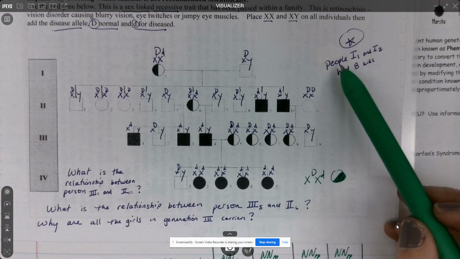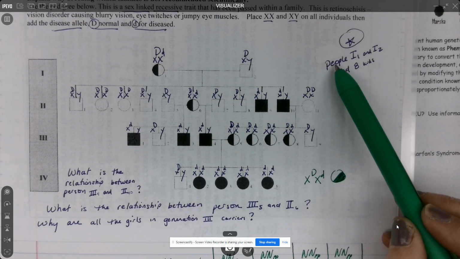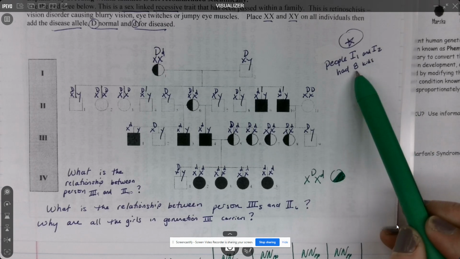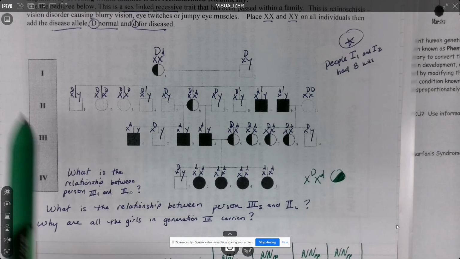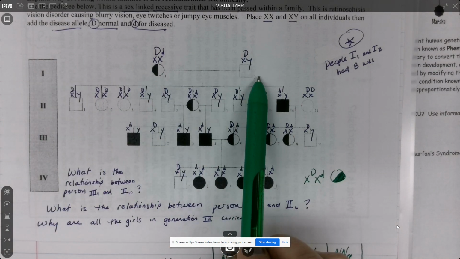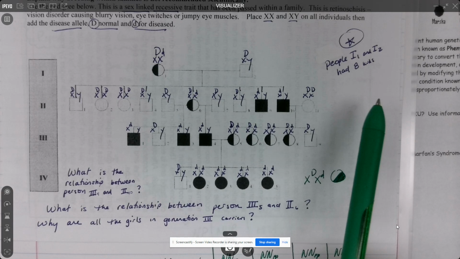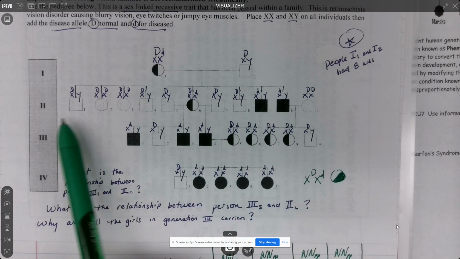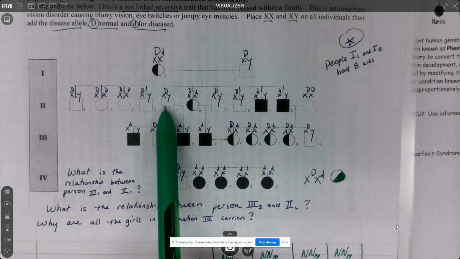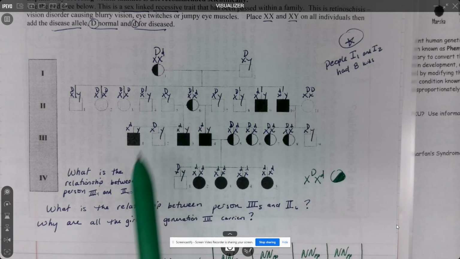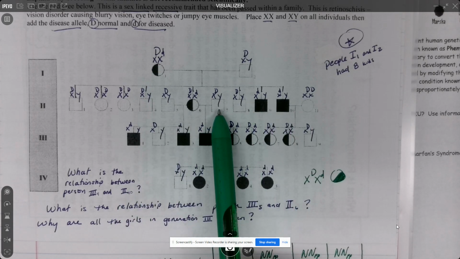So first, do you know that people 1-1 and 1-2 had 8 kids? People 1-1 means generation 1, person 1, and generation 1, person 2. They had 8 kids. They didn't have 11 kids, or I guess 10 kids. 2 people married into this family. So this person's not a family member, and this person's not a family member. They actually married into this family. And so did this one. So there are 3 non-family members.